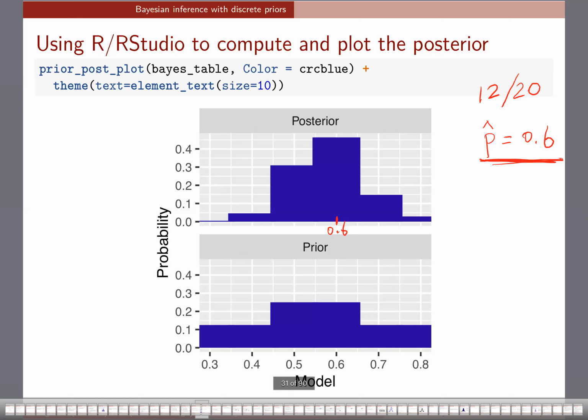You can see it from the graph, but you can also see it from the table that we saw just now. So you can do either one. But at the end of the day, I think it's always good to visualize the comparison between the prior and the posterior.